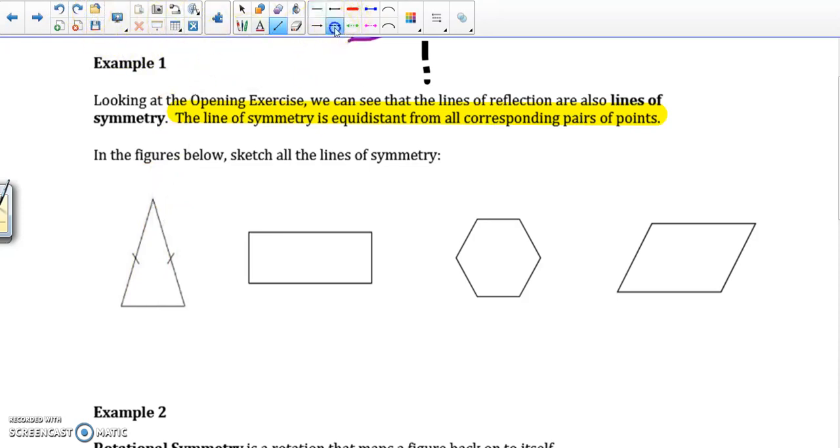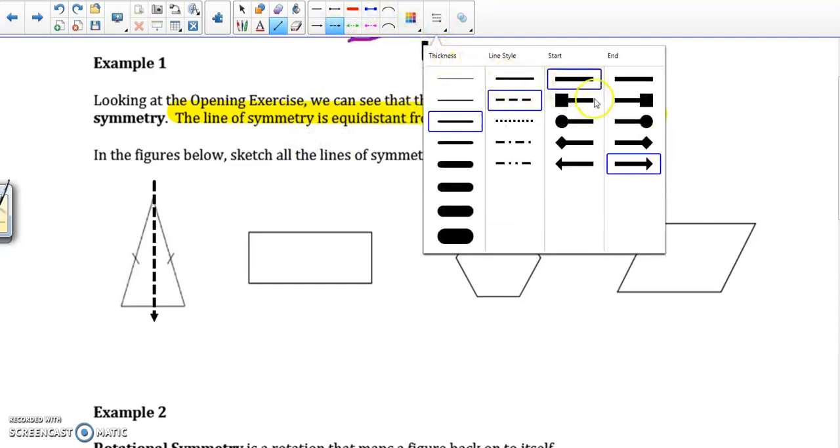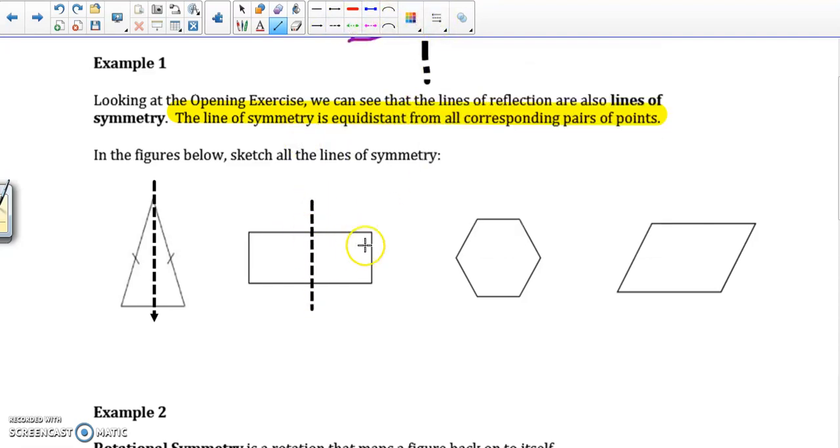Let me grab a dashed arrow here, there we go. That's a line of symmetry right there. Fold it in half, right down the middle, and all the points are equidistant from that line of symmetry. Alright, so a couple more. Here's a nice rectangle. You can probably see we can cut it in half that way. We can cut it in half that way.